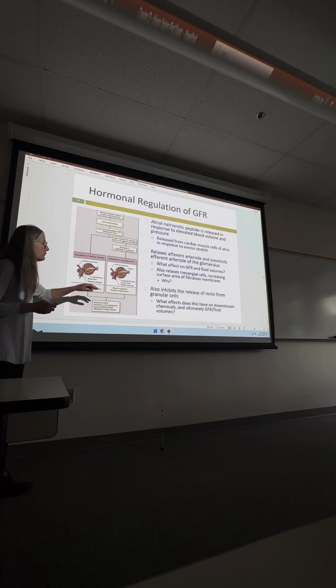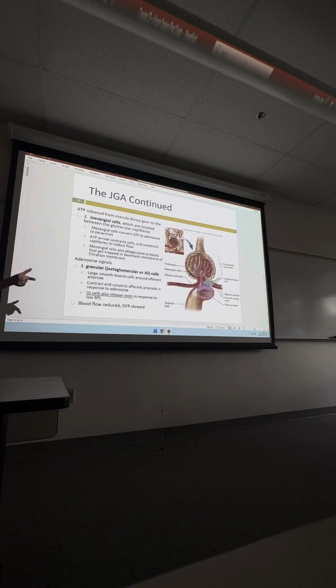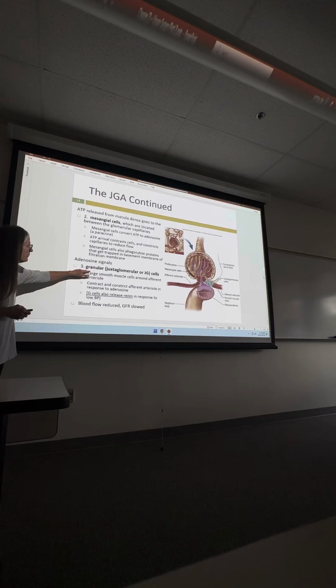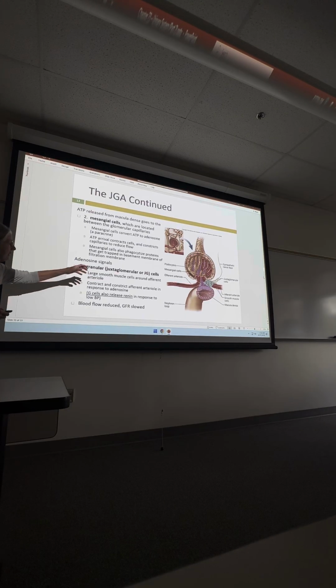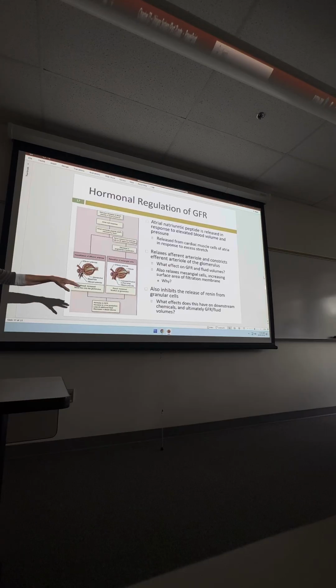It relaxes the mesangial cells. What do the mesangial cells do? Let's see, they convert ATP to adenosine, and what does adenosine do? Adenosine triggers the granular cells to constrict, but we don't want that because we want that blood to flow, and so we're going to inhibit the granular cells, inhibit the release of renin. Because renin is a response to low blood pressure, and this is a response to high blood pressure.